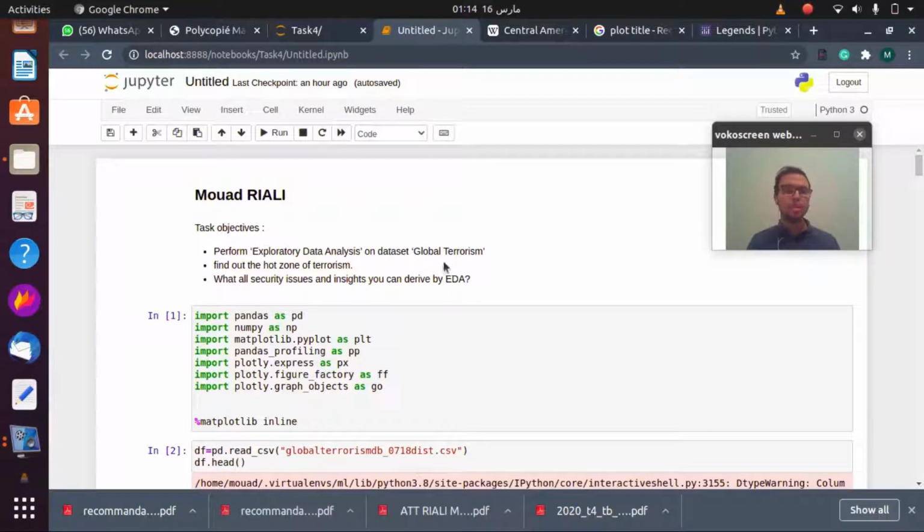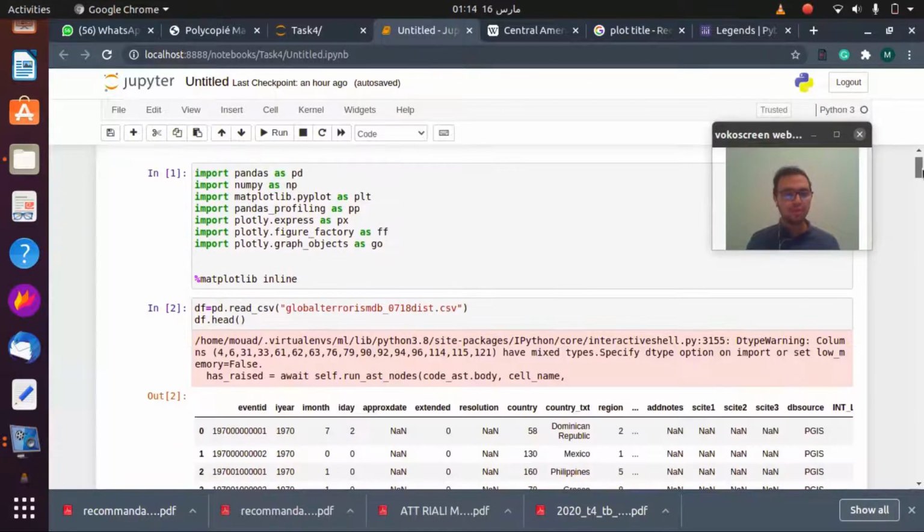Hello everyone, today we will do this task. We will perform some exploratory data analysis on the global terrorism dataset, and we'll find out the hot zone of terrorism, and we'll try to derive all the security issues that we can derive by this exploratory data analysis.